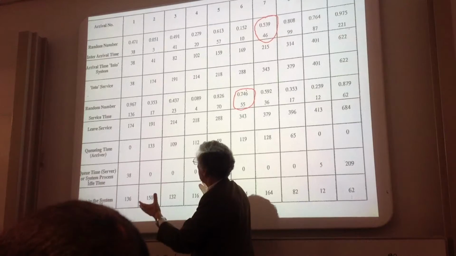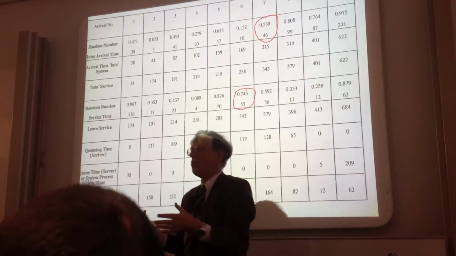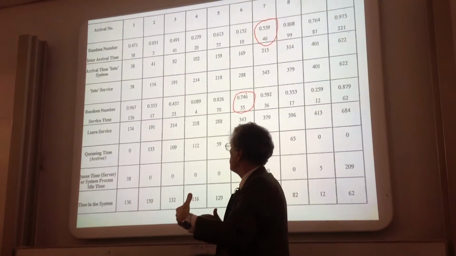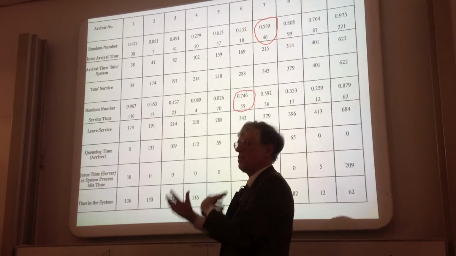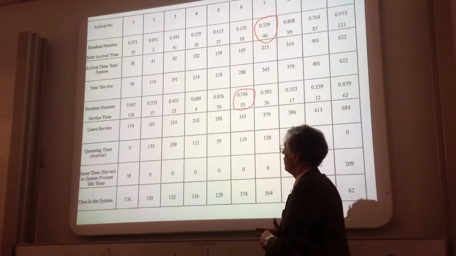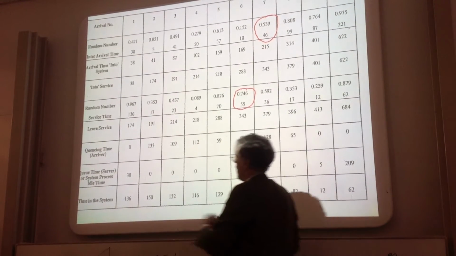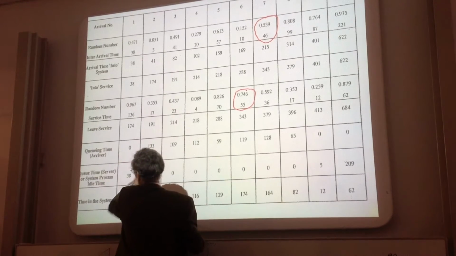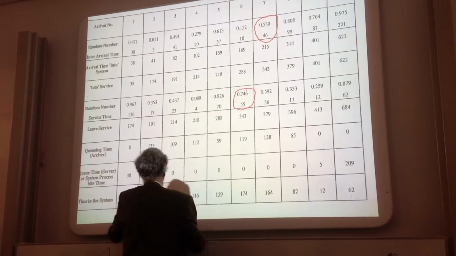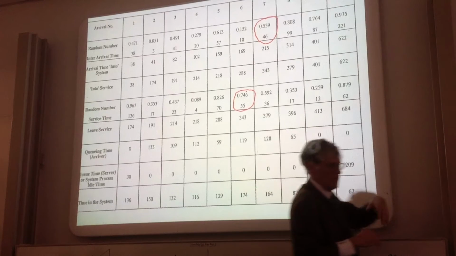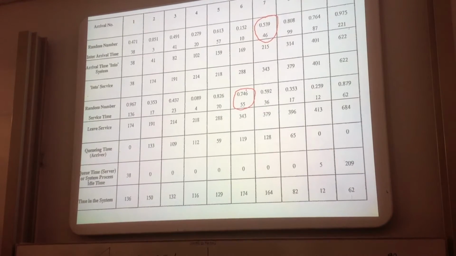When people arrive, obviously somebody can't be served until all the people in front of them have left the system and been served. And we just keep a record of how long people queued, how long the server waited, how long people were in the system. And here, as I say, all we've done is simulate 10 people into the system.